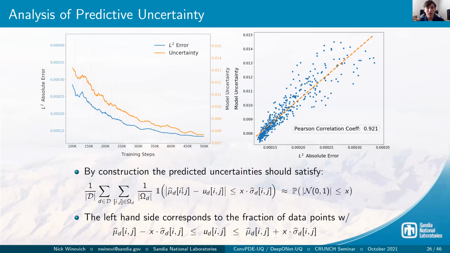So to get an even better idea of how this uncertainty is working, and namely to quantify some of those points that I had showed earlier where the error was actually larger than the uncertainty, I was interested in looking throughout our entire data set. So if we look at all of our data examples and every pixel inside of the domains for those data sets, how often is the true solution within, say, 1 standard deviation or 2 or 3 standard deviations relative to our predicted uncertainty? So how often does this occur?